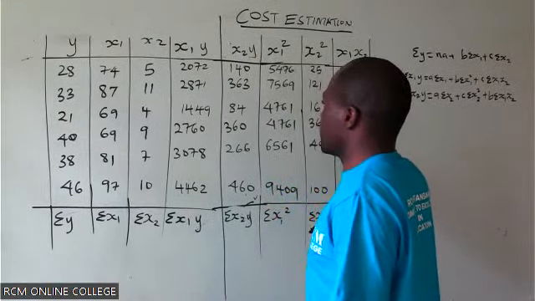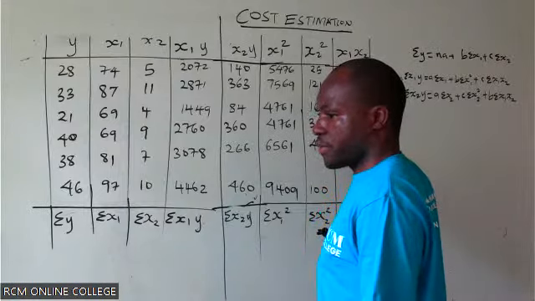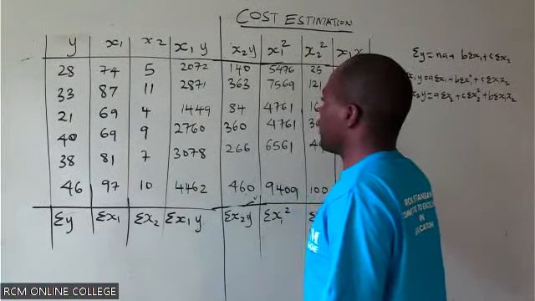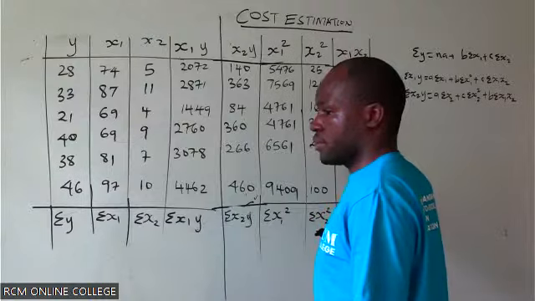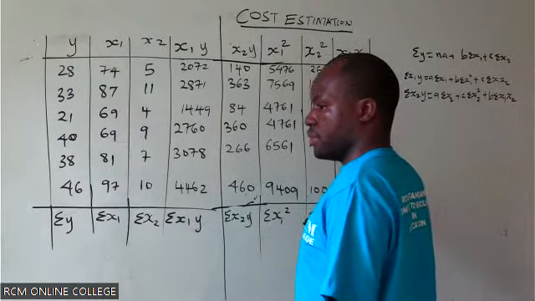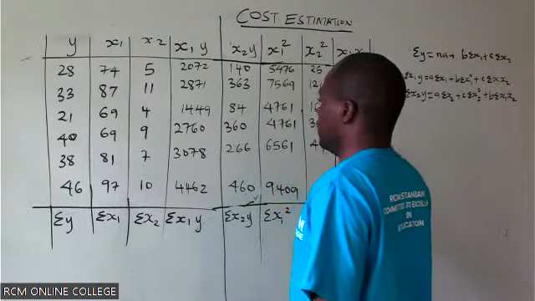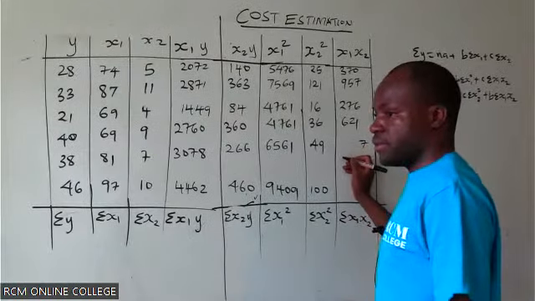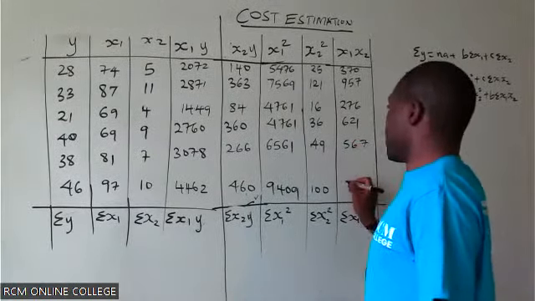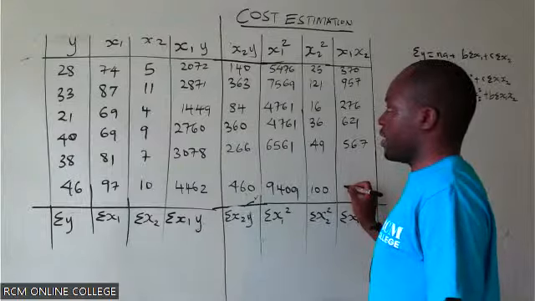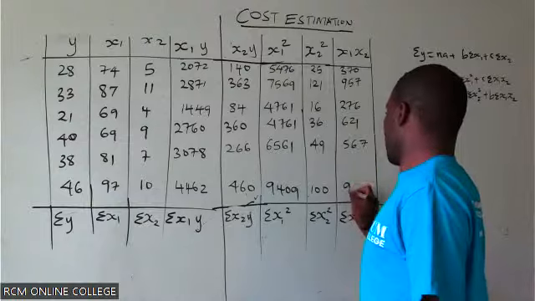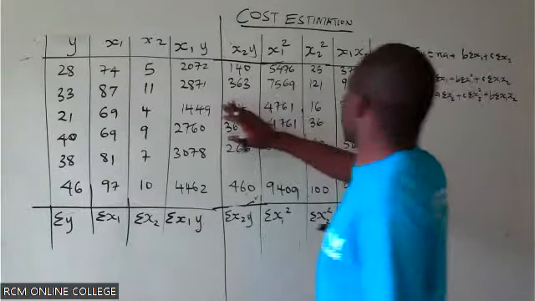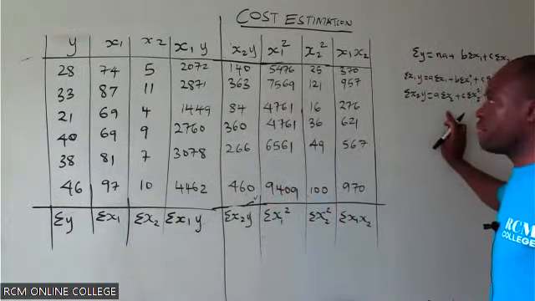Then 69 by 4. 69 by 4, 276. Thank you. Then we have 69 by 9, 621. 81 by 7. 81 by 7, 567. Then we have the last one here. 97 by 10, 970. So we've now been able to get all the components of this particular function.